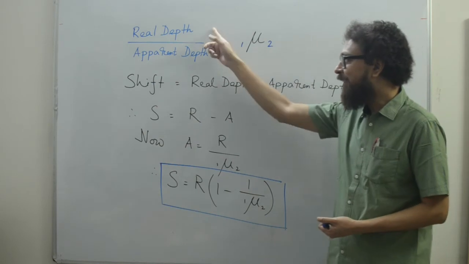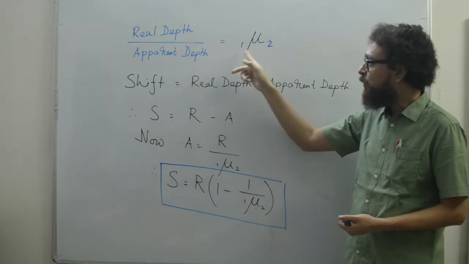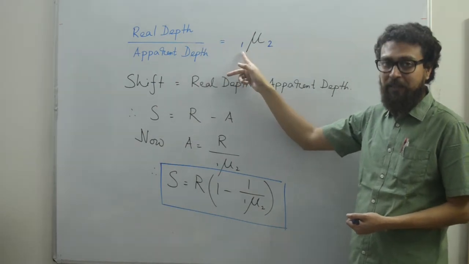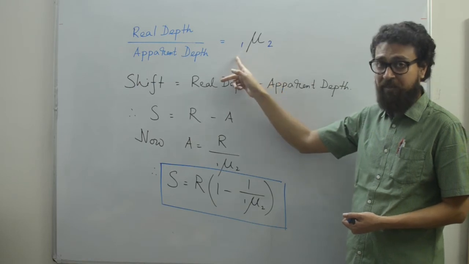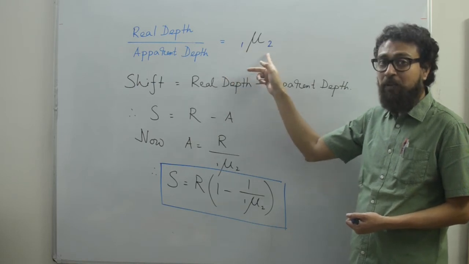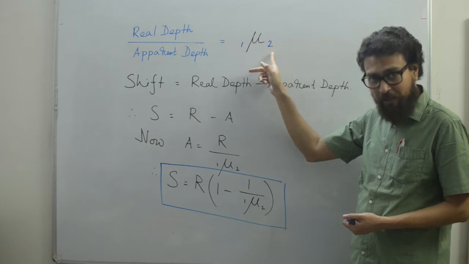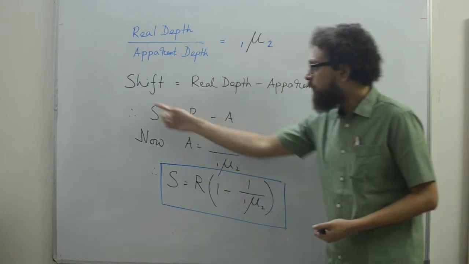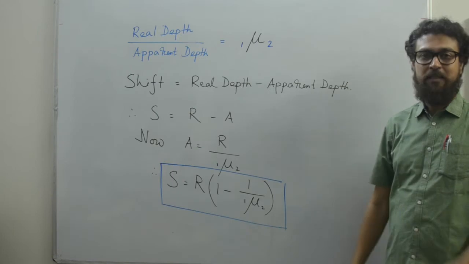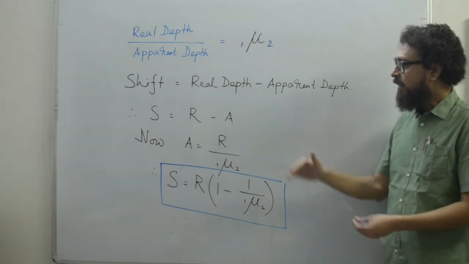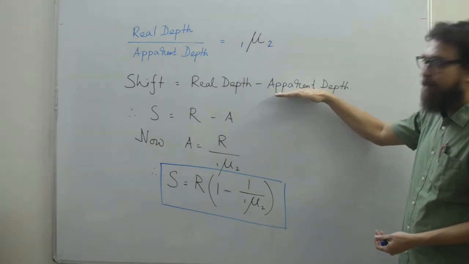Okay, so real depth by apparent depth is equal to the refractive index of the second medium with respect to the first, and light is coming from the second medium. Okay, sure, great. Now we want to calculate the shift. Now what is that? Shift means it is the real depth minus apparent depth.